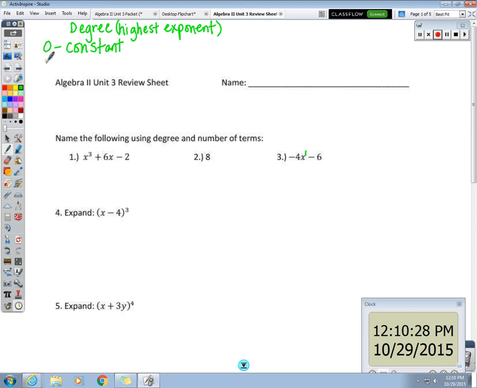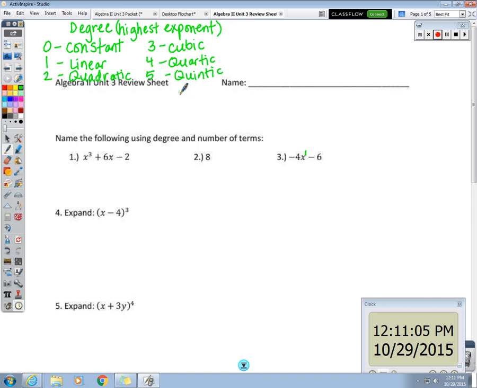Now, you could also have it raised to the first power, which is called linear. You could raise it to the second power, which is quadratic. The third power is cubic. The fourth power is quartic. And the fifth power is quintic. Now, if your highest exponent is greater than 5, like 6, 7, 8, or up, you'll just say degree 6 or degree 7. You don't have to give it a special name.